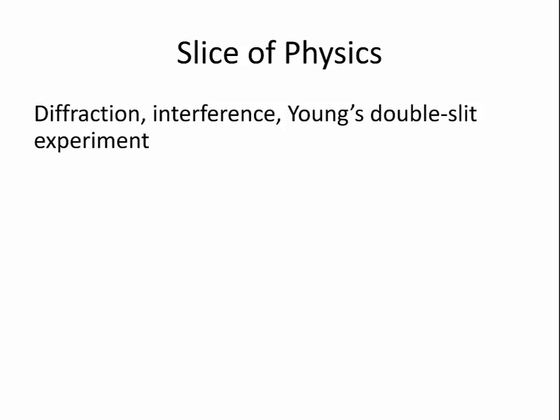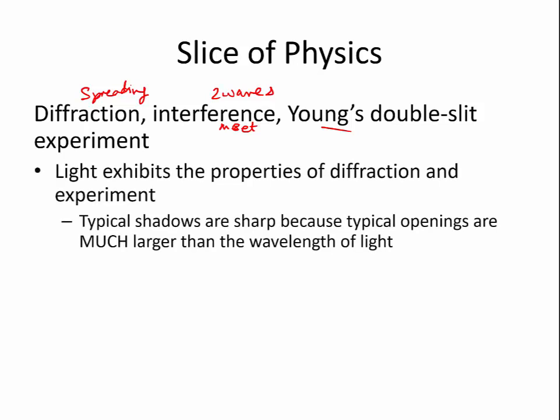So we looked at diffraction, which is the spreading of light. We looked at interference, which is when two waves meet at a point, how they interfere with each other to produce an amplification or a cancellation of the two waves. And then we saw the results of these demonstrated in the Young's double-slit experiment. The experiment conclusively demonstrates that light shows the properties of diffraction and interference, so it shows wave-like properties. And then we also explained why typical shadows are sharp even though light diffracts. That's because typical openings are much larger, thousands or millions of times larger than the wavelength of light.